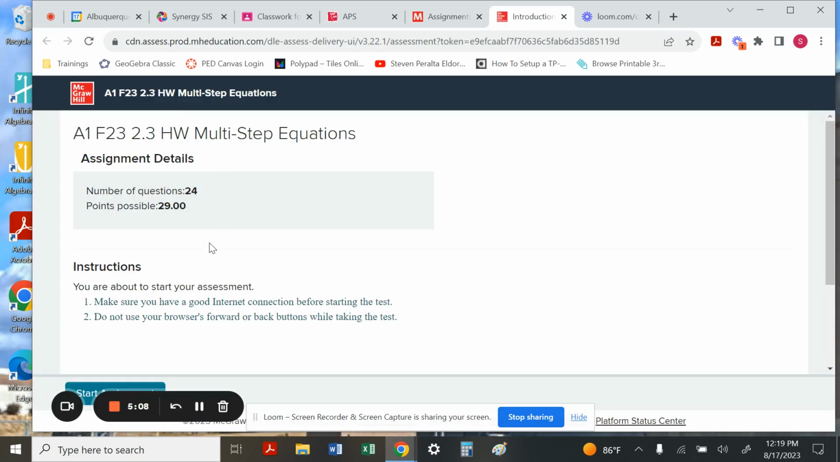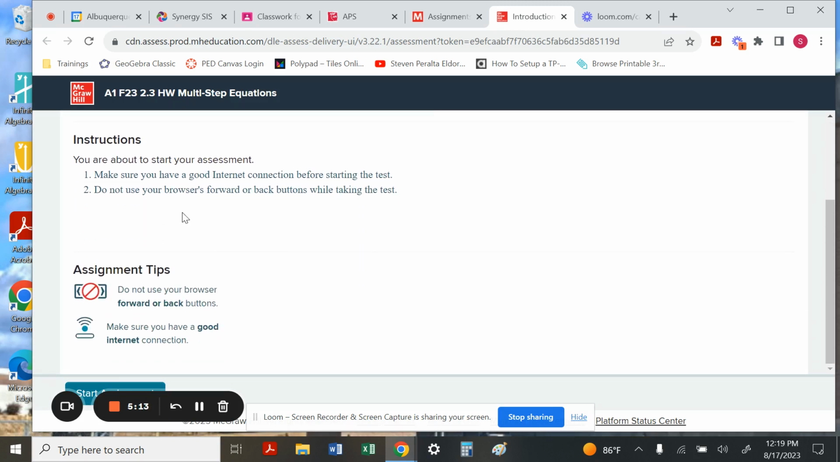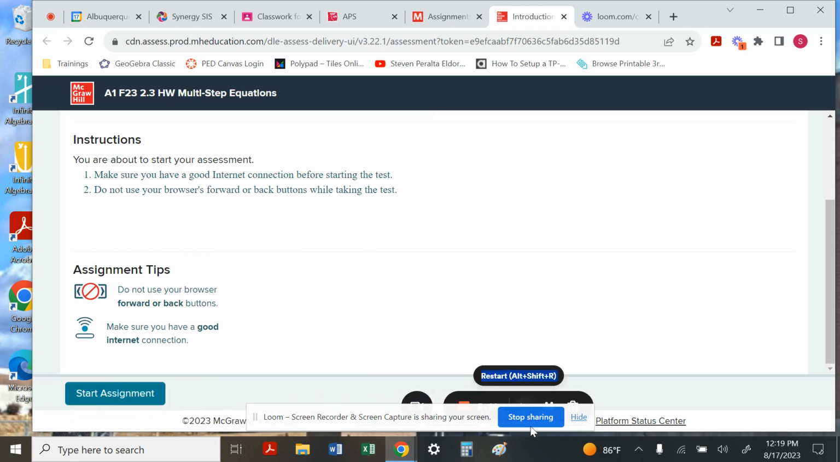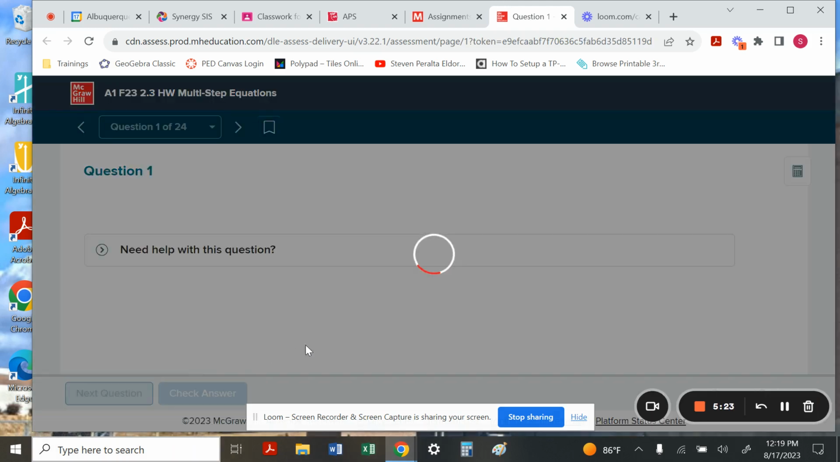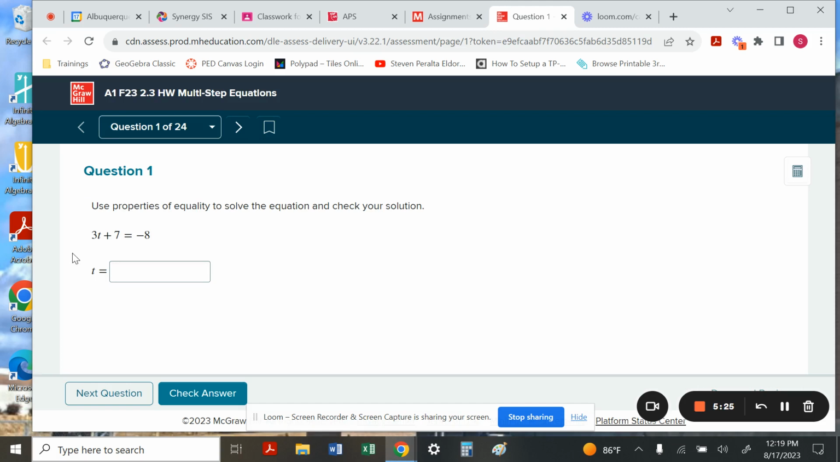You'll notice that you have this kind of screen here. It tells you how many questions, how many points are possible. And down here, which is kind of hard to see, you'll see this start screen. I'm just going to move this out of the way. So you'll see this start assignment. You're going to go ahead and start the assignment. You're going to go right into the questions.